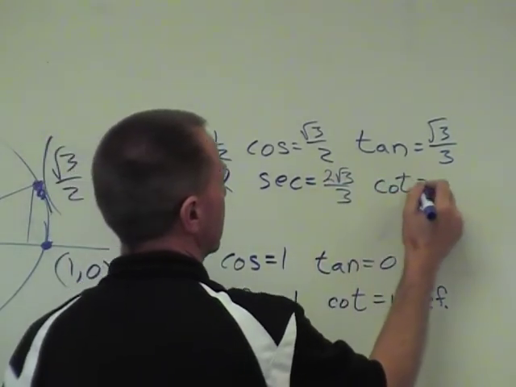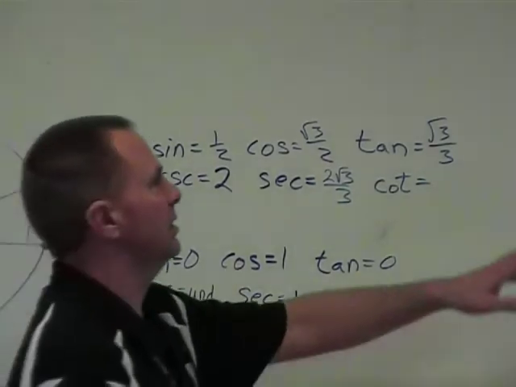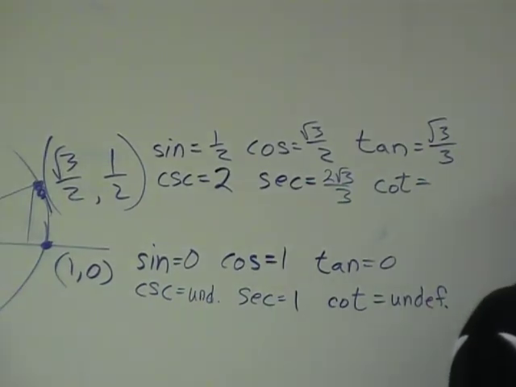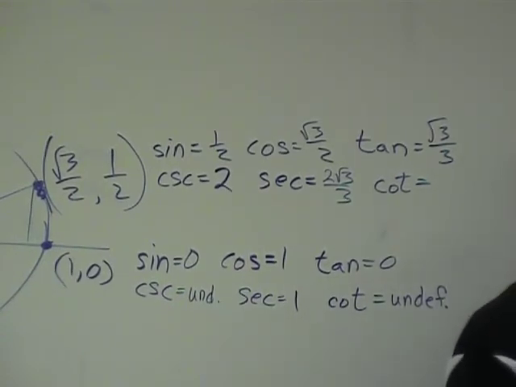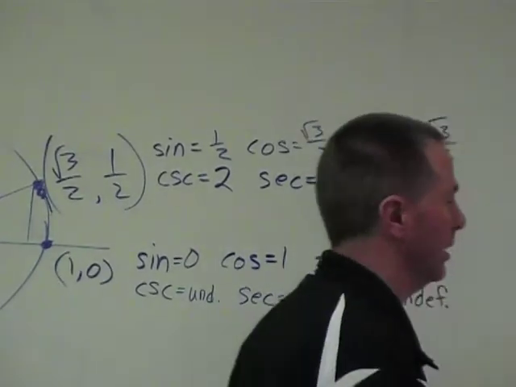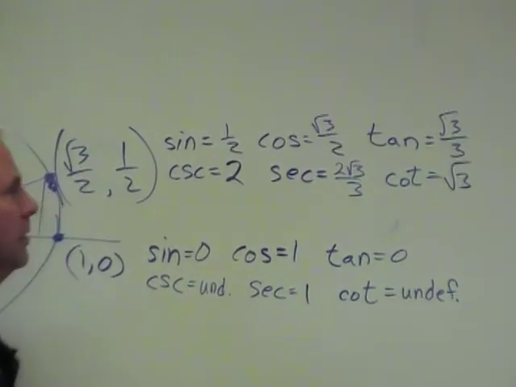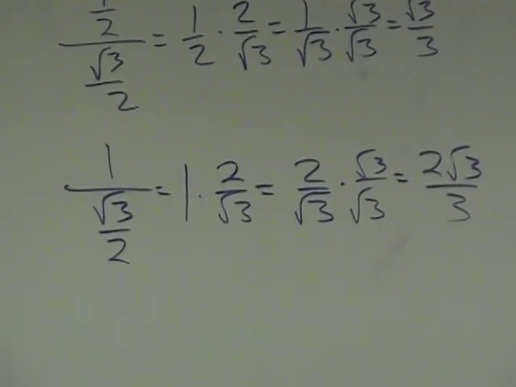And cotangent. If the tangent at some point was 1 over radical 3, what's the cotangent? The reciprocal. Or you can just go ahead and take the reciprocal of that and figure it out, and you're going to get the same thing. So the square root of 3. Great. Awesome. Notice there are no undefineds at 30 degrees.